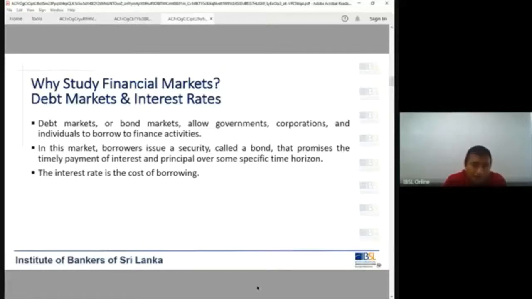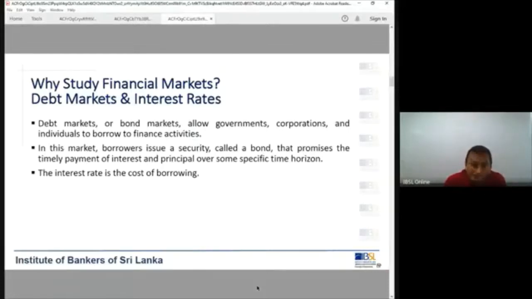The borrowers, government, corporations, and individuals, either issue a security, or if it is an individual, it's a loan. So it's also a security for you to transact on the basis of that security alone. But in financial assets per se, you see the borrowers issue a security, often called a bond.